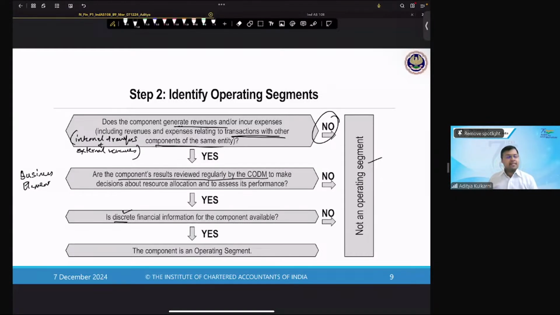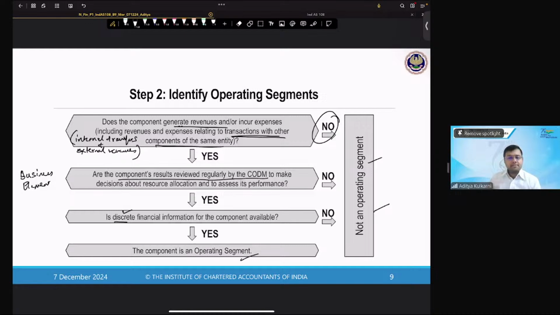Okay. So is discrete financial information available? If the answer is no, it will not be an operating segment. But if it is available, then the segment becomes an operating segment. So what are the conditions we are bound to look at? Does the component give revenues? If yes, is it viewed independently by the CODM? If yes, is discrete financial information available? If all these three answers are yes, then the segment becomes an operating segment.